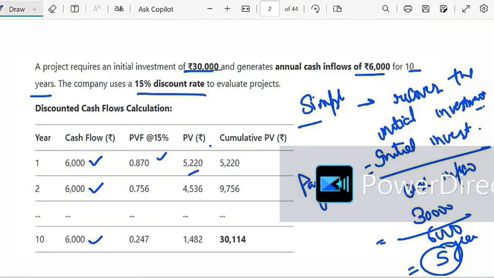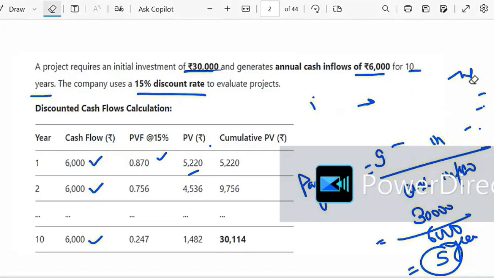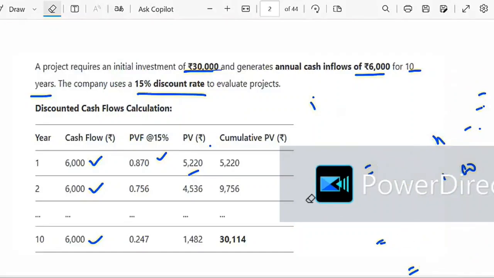Now come back to the discounted payback period, right? This one is new. Let me explain how to find the discounted payback period. If you have any doubt anywhere, please let me know, right? If we talk about the discounted payback period, it is a little different. The demerit of the simple payback period was that it does not take time value of money into consideration.